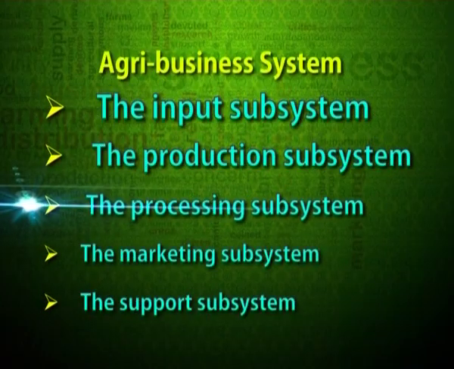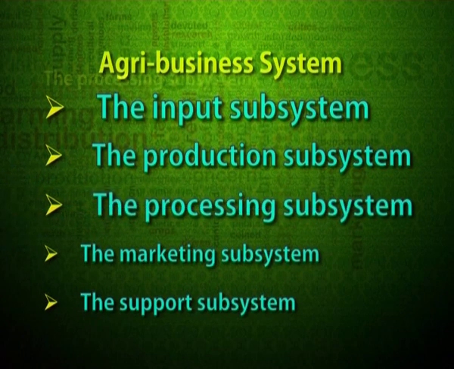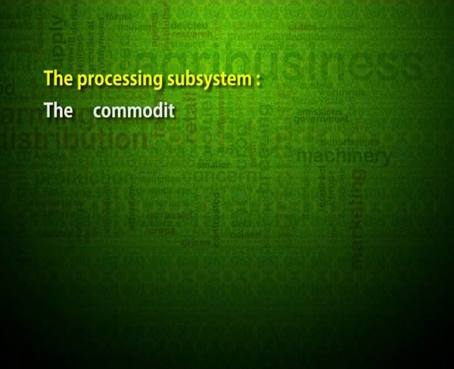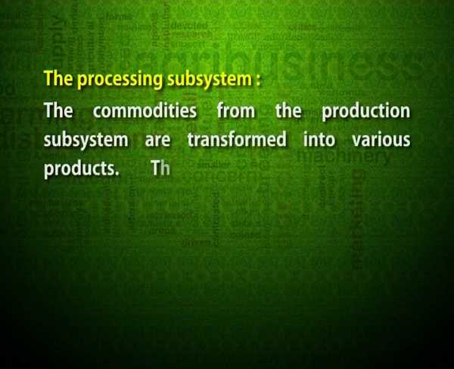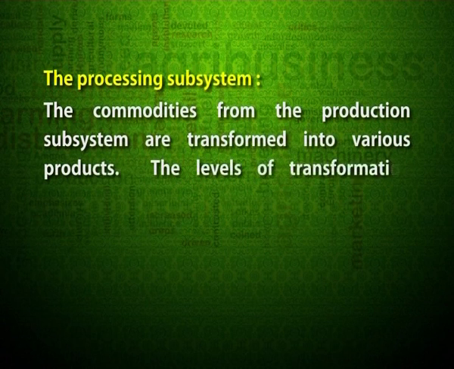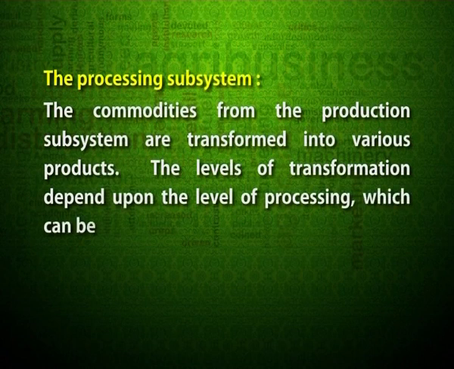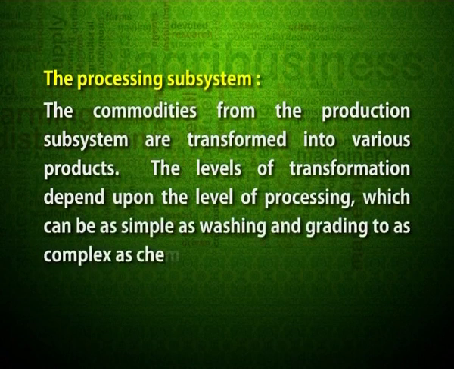The processing subsystem. The commodities from the production subsystems are transformed into various products. The levels of transformation depend upon the level of processing, which can be as simple as washing and grading to as complex as chemical alteration.